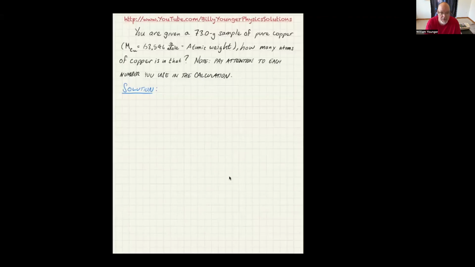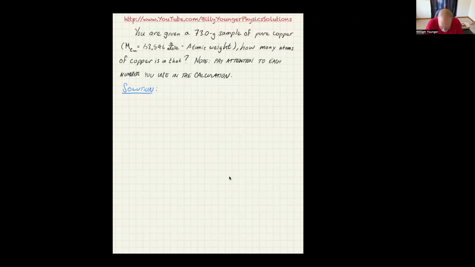So again, you are given a 73.0 gram sample of pure copper, the atomic weight of which is 63.546. How many atoms of copper are in that? Note, pay attention to each number you use in the calculation. So in this case, I'm going to interpret this molecular weight not as grams per mole, but as atomic mass units per atom.